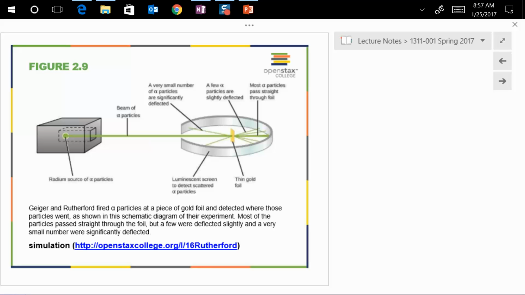Oh, I have a link on that one. Let's see if I can get it to work. Right there.